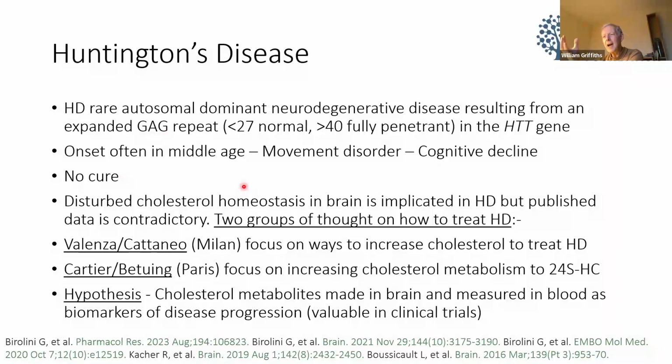How it's disturbed is somewhat controversial, and the data is contradictory. Two groups of thought have now developed on how changing cholesterol metabolism or cholesterol levels in Huntington's disease patients could result in a cure. One group, from Milan in Italy, believes that increasing the cholesterol levels in the striatum of the brain could be a cure for Huntington's disease. They have quite convincing mouse data for this.